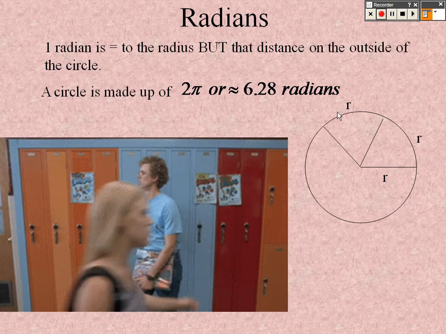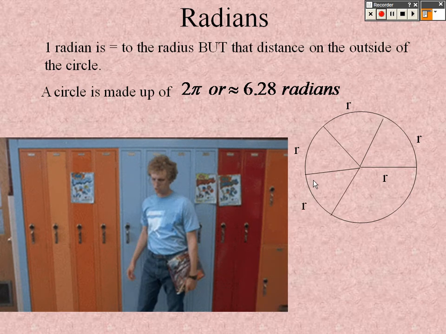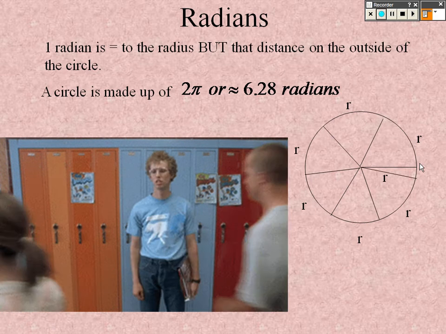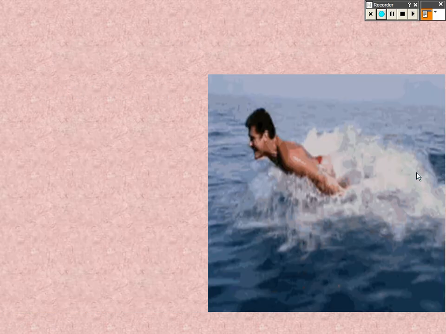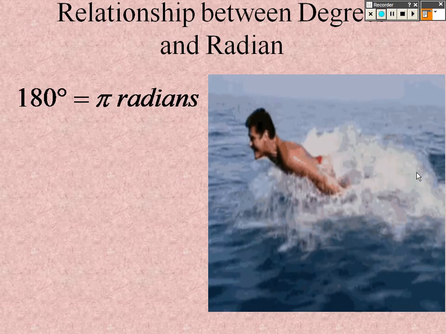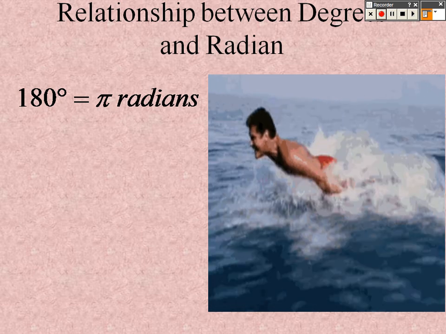That's 1, 2, 3, 4. If we keep taking that string and putting it 5, 6, and then that little portion is about 2/8 of a radian. So 180 degrees equals pi amount of radians. So 180 equals pi.